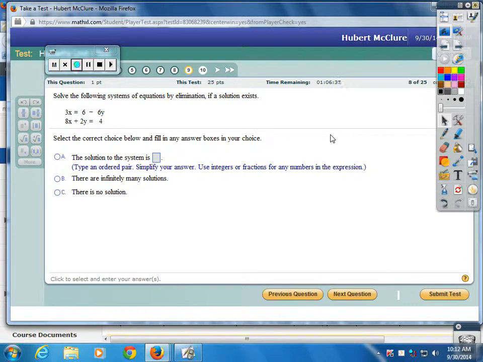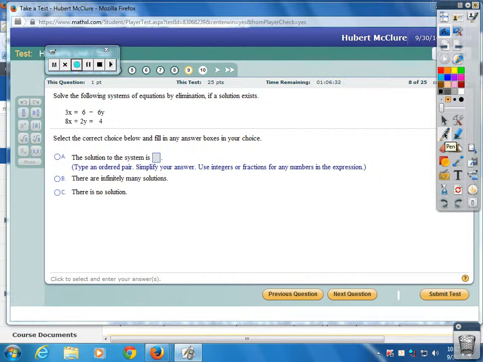Somebody tell me what's the first thing I'm going to do with this problem? Put it in order. It's not in order. It's all messed up. The one that's in order is 8x plus 2y is equal to 4. That one's in order. The other one is not in order. So I'm going to put it in order. 3x minus b plus what? 6y is equal to what? 6.